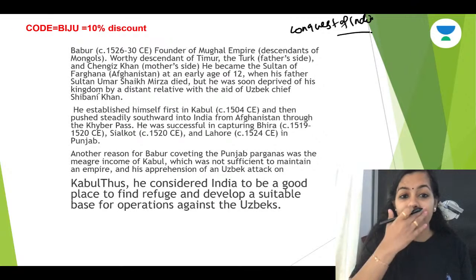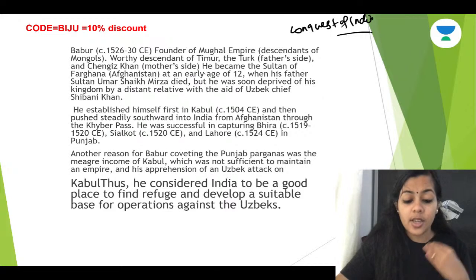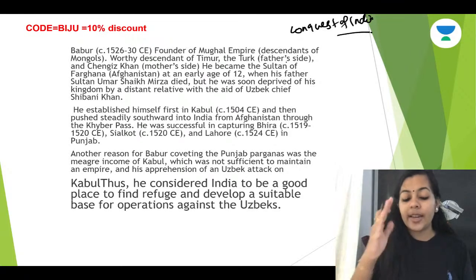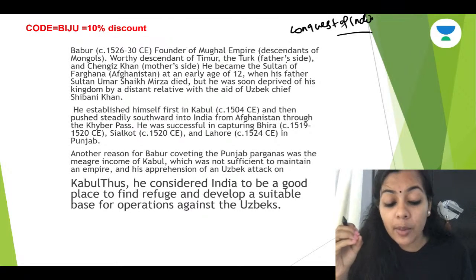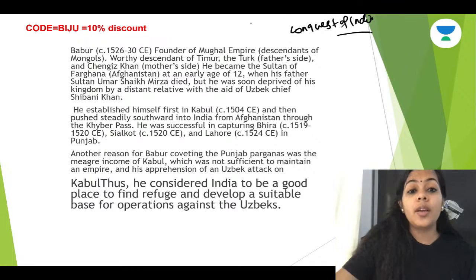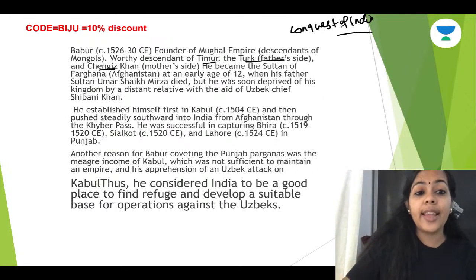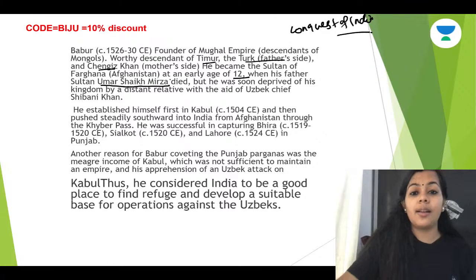So we just discussed the story, but I'll go through it once more so that it remains in your mind. Then we will discuss the reasons and the factors which influenced Babur to attack India. Babur was the founder of the Mughal Empire. He was a descendant of Timur, the Turk, from his father's side, and Chengiz from his mother's side. So he has a good lineage, and at the age of 12, he became the Sultan of Farghana after his father's death, Sultan Umar Sheikh Mirza.